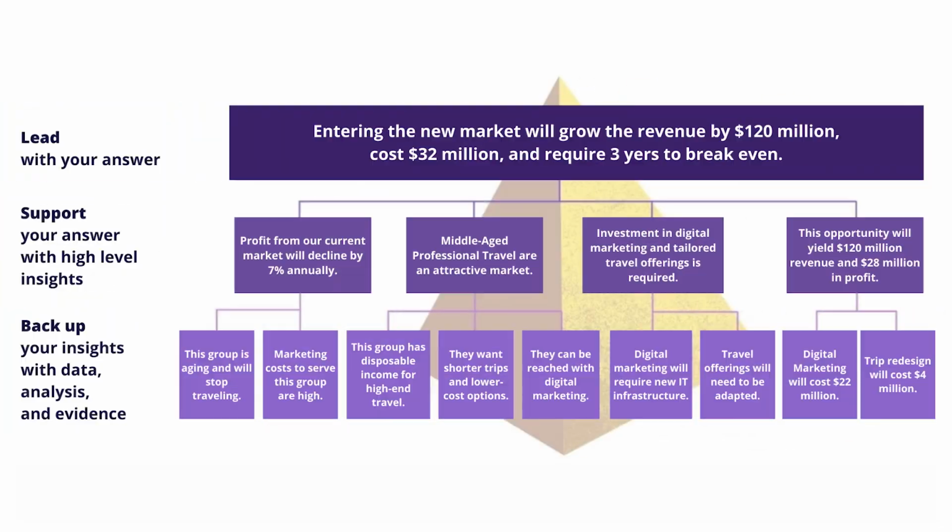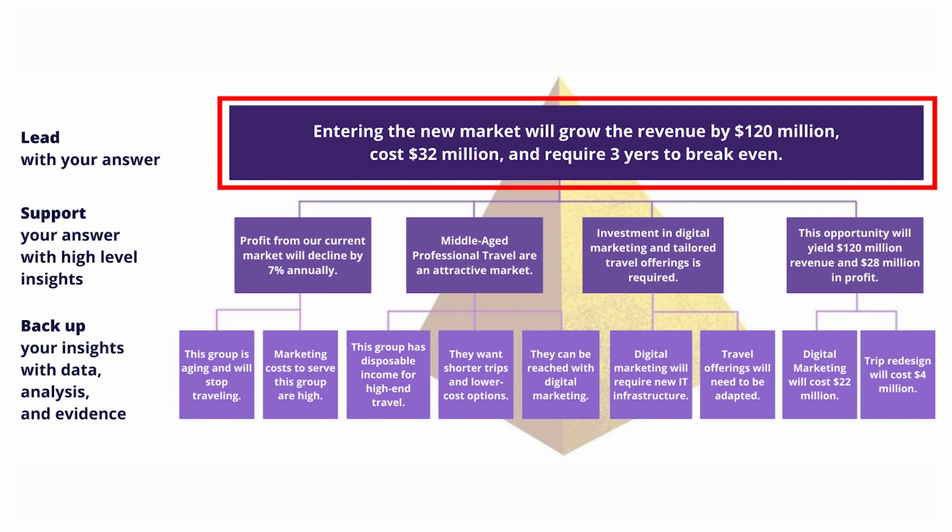Let's use the pyramid principle to translate that same structure to synthesize your recommendations at the end of the case. And of course, on the day of the interview, all these numbers will have been computed by you through a successful analysis. Here is what your conclusion could look like. We can increase revenues by 120 million if we enter the travel market for middle-aged professionals. But it will require an investment of 32 million and will take 3 years to grow the business. This is the top of the pyramid.